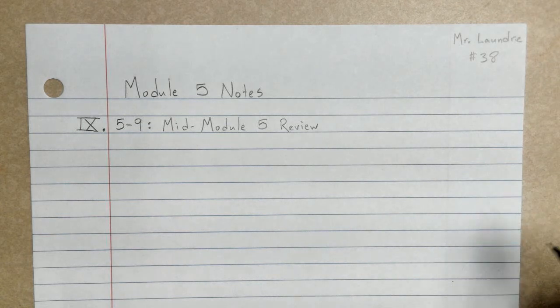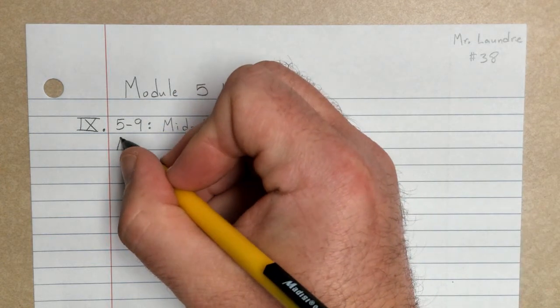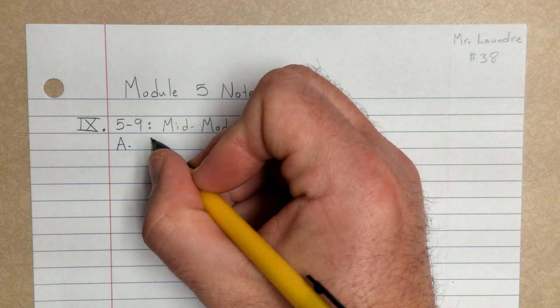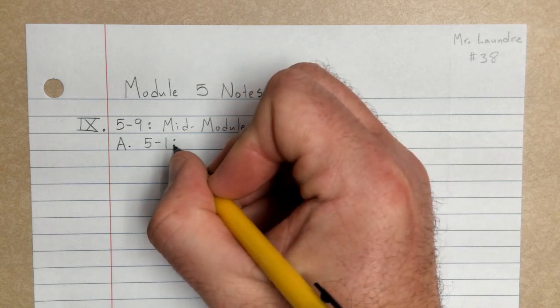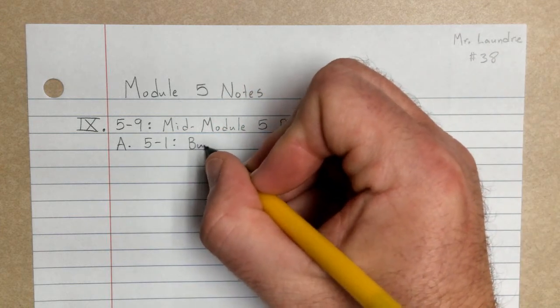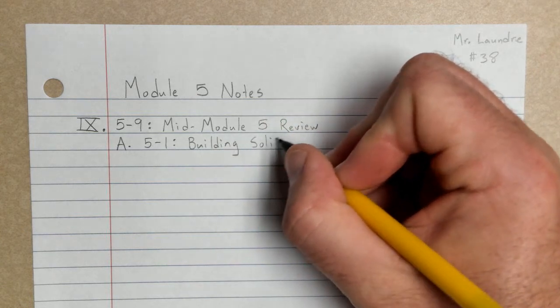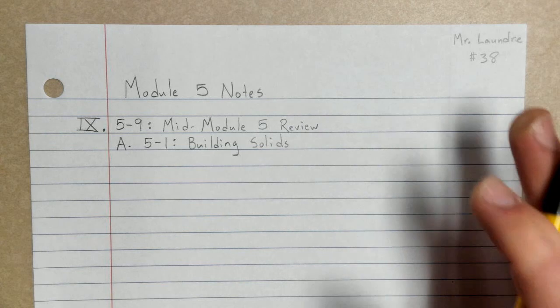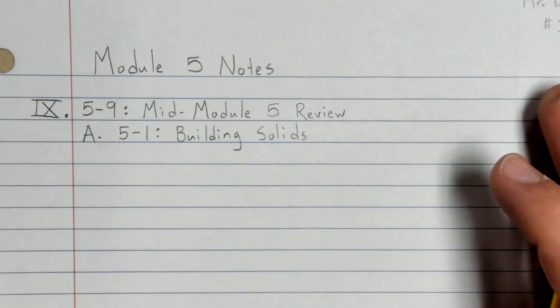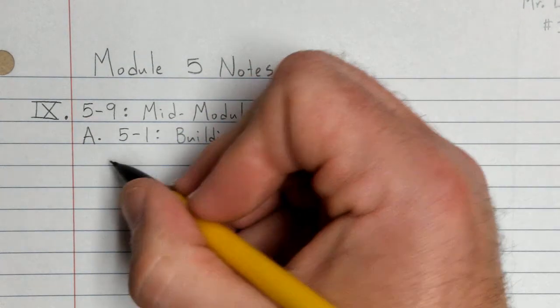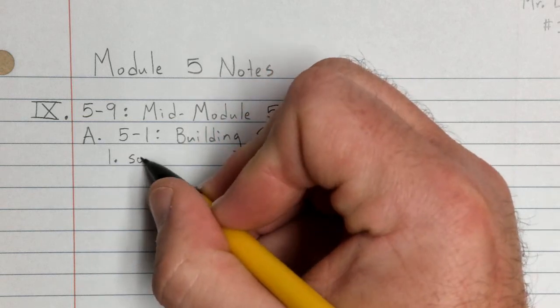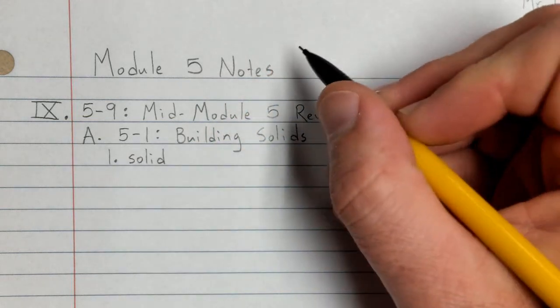Let's take a look at some of the things we've gone over so far in this module. We'll start with 5-1. We talked about building solids. We did a little bit of review in geometry, but the big focus, the big takeaway for this particular review, I want you to be thinking about the solids themselves. So first of all, make sure you remember what a solid is.